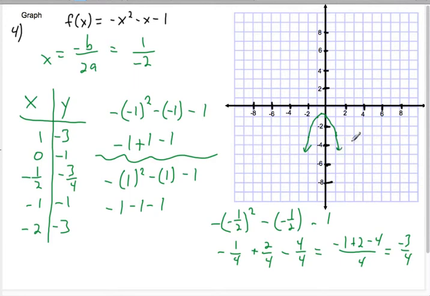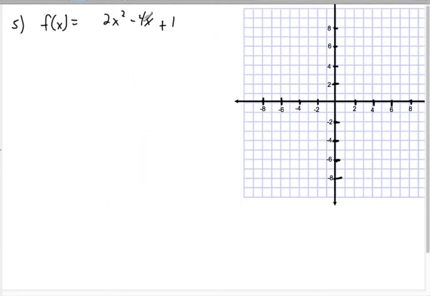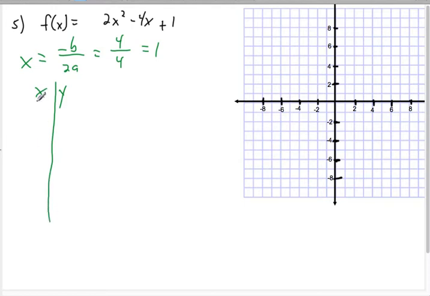Great. Alright, next graphing one. So we're going to start with the vertex again. So we're going to get b is negative 4, so the opposite of b is 4. Over 2 times 2 is 4, so that's 1. Okay, nice. They're not both fractional, which is nice. You're welcome. So we're going to have a 1 here, and then we're going to have a 0, and a 2, and a negative 1, and a 3.